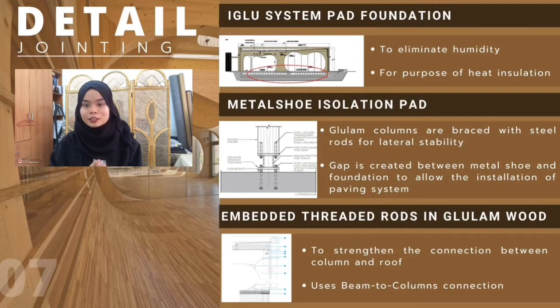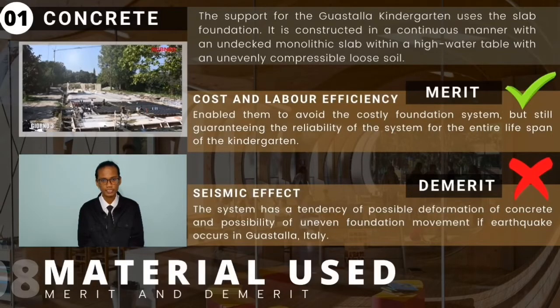The last jointing is the embedded threaded rods in the glulam wood bolted to the roof. Its purpose is to strengthen the connection between column and roof. For the foundation of the Guastalla kindergarten, the whole structure is supported by a concrete slab foundation. The foundation is reinforced with rigid spatial reinforcement along the plane of the foundation to give extra friction within the concrete and at the same time increase the strength of the foundation support. The merit of the material is the cost and labor efficiency.